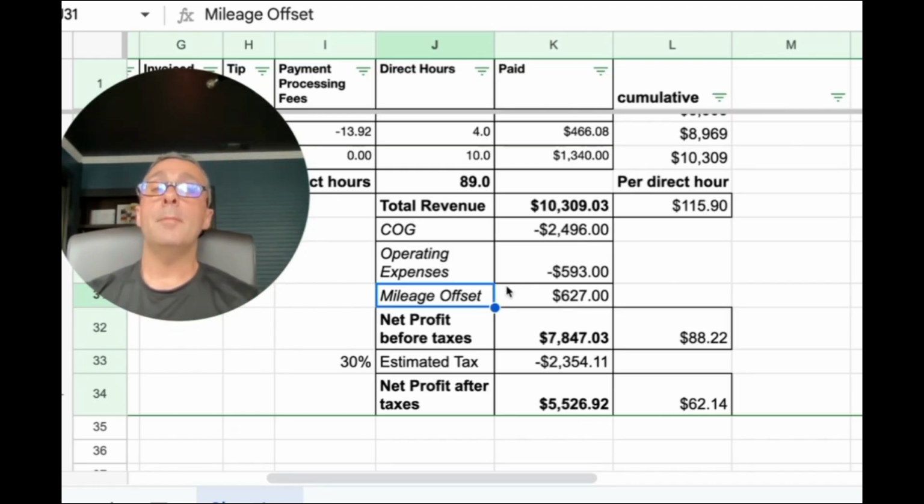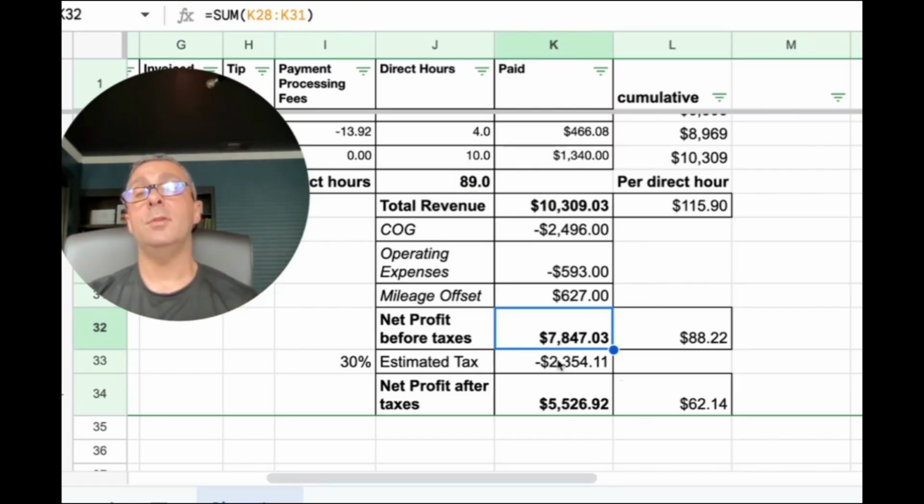So when I do all that math, I take the total revenue minus those things, add the mileage offset back in. I end up with a net profit before taxes of about $7,800, right? And if I do the quick math on 7,800 divided by the 89 direct hours, I end up around $88 per hour. Not so bad.